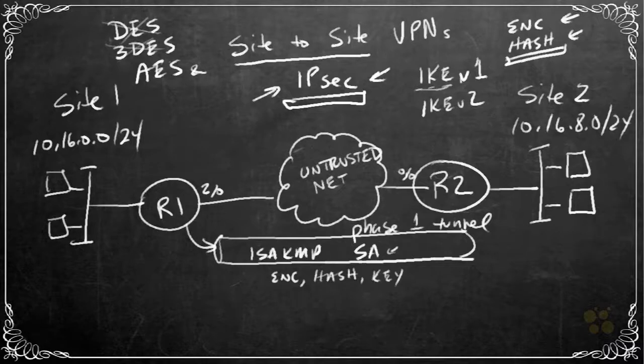And after R1 and R2 establish this tunnel that they can use to communicate with each other, they then go to work and they build a second tunnel. What, Keith? A second tunnel? Yeah, they build a second tunnel, and that's for users traffic, like Bob.